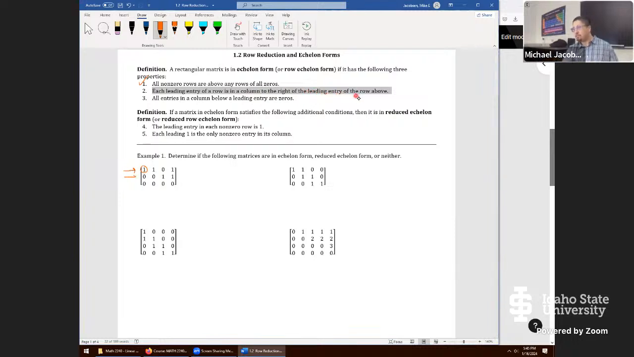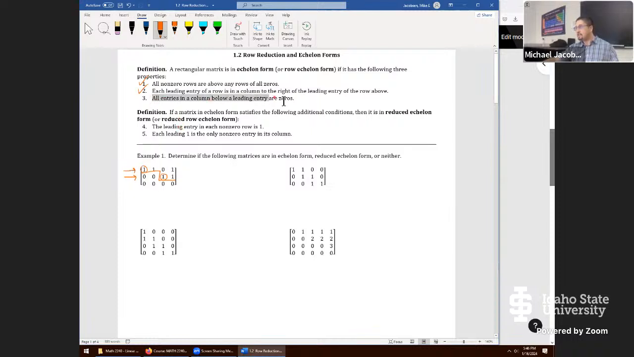Let's go to row 2. The leading entry would be this one, the first non-zero entry. And let's read through it one more time to see if we're in the right setup. Each leading entry of a row is in a column to the right of the leading entry of the row above. So in this row, here's a leading entry. The next row is to the right of the leading entry of the row above. So yeah, we actually do meet that condition. It's just kind of a hard one to read through. Essentially, it just has to have this stair-shaped pattern for part 2 to be confirmed. But that's what we mean by echelon in German, that staircase type pattern that we're seeing here.